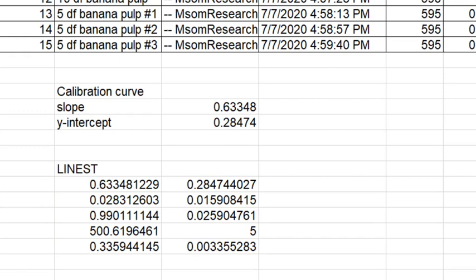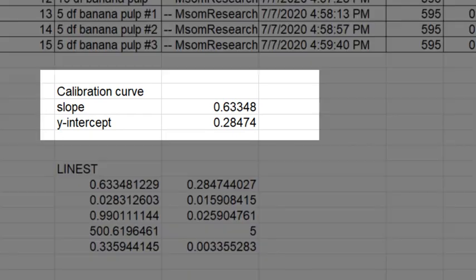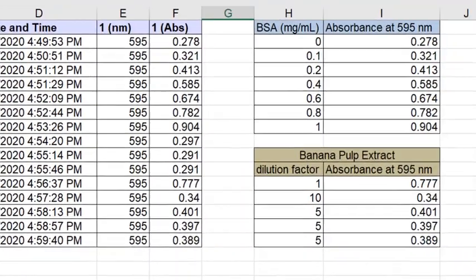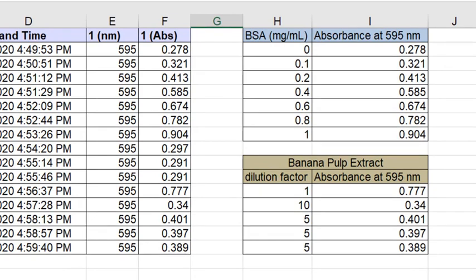What we need for this experiment, what we need in order to continue with the data analysis, are the parameters of the standard curve, the slope and the y-intercept. We use the bovine serum albumin as a standard, and we make the assumption that the proteins in our unknown sample will have a very similar color response.